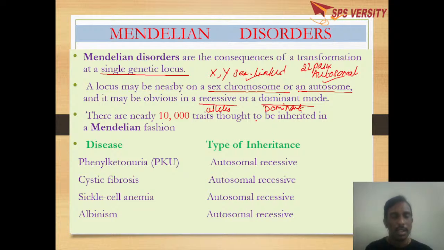So here you can see phenylketonuria is an autosomal recessive disorder. It will come when both the alleles are recessive alleles, small p, small p. Cystic fibrosis, when both are small c. Sickle cell anemia, when both are small s, small s. When both the alleles are recessive, then the disease will come. Dominant means when any one of the alleles is a dominant allele.